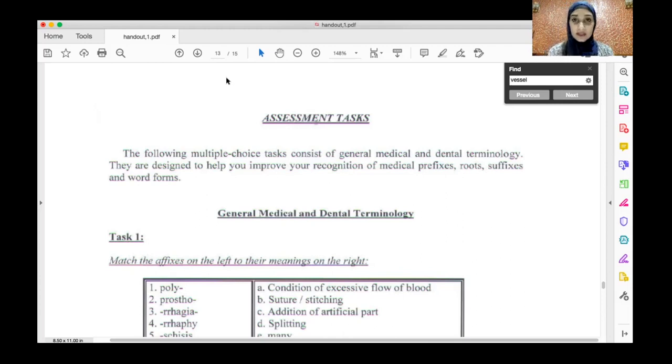So again, this lecture was about understanding the medical terminologies.